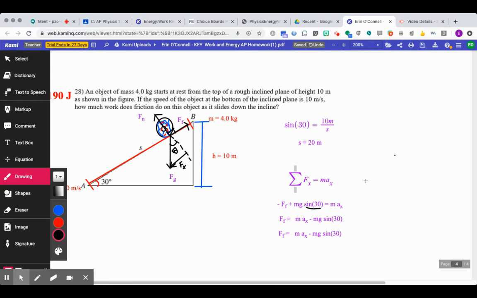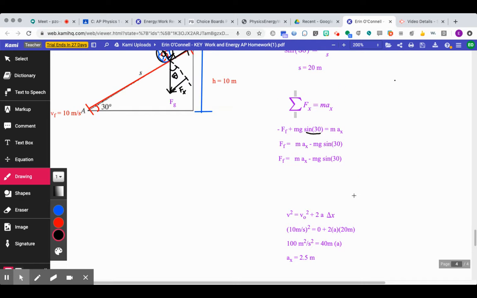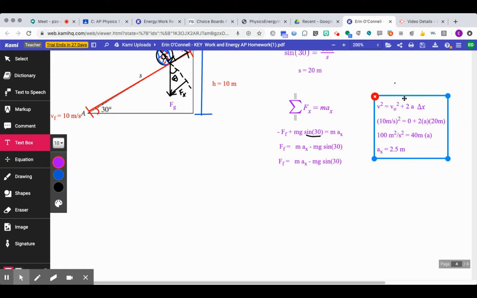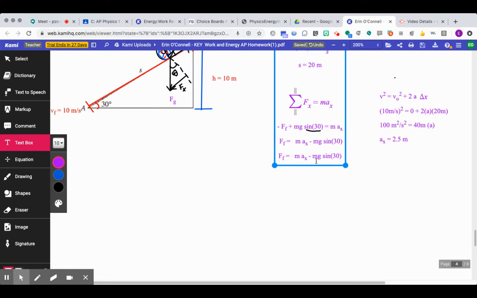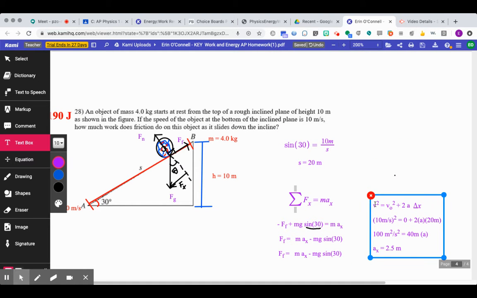We do know the mass, and we do know g, but we don't know the acceleration. So how are we going to find that? We're going to use kinematics. Using kinematics here, these are technically all in the x. I should have that specified because there are multiple dimensions here. Let's fix that really quick.